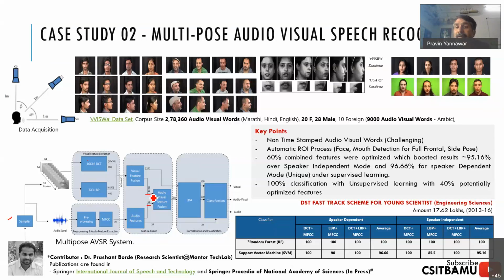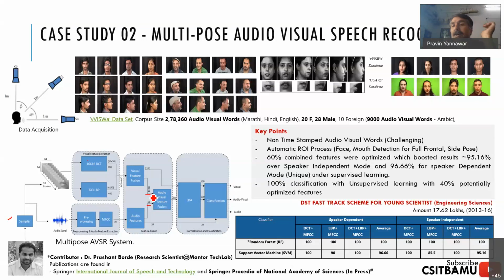If you look at the Clemson University Audiovisual Database, that is CUAVE, that is a time-stamped database. Once you have a time-stamped database, then things become very easy because annotations are available, right? In this particular data set, there are no annotations.